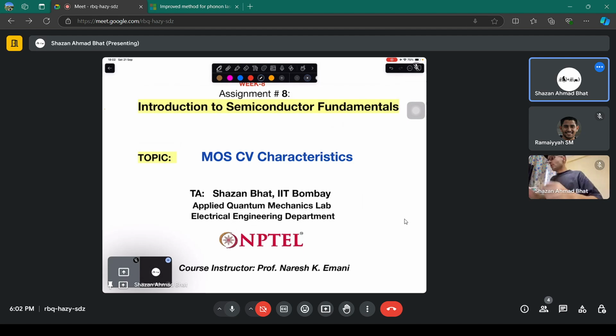What we are going to do today is start from the portion we left at in the last session, that is, the MOS capacitor characteristics. And we're going to advance into something called the capacitance-voltage characteristics of a MOS capacitor, which is extremely essential for device characterization.